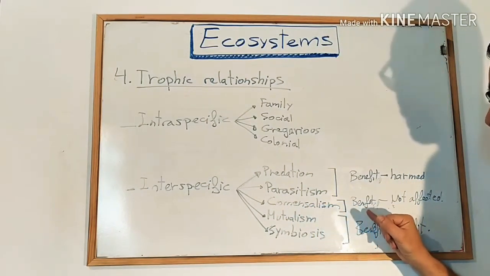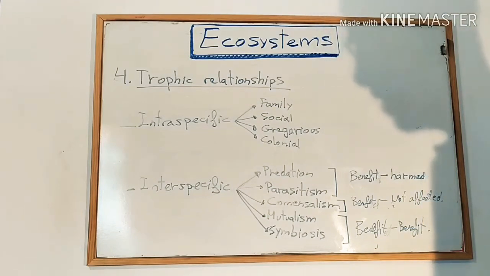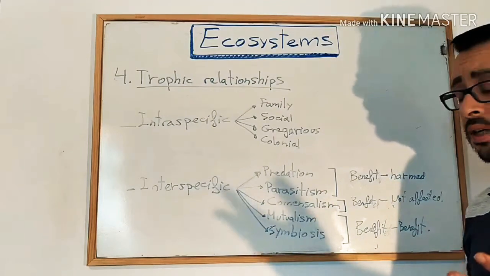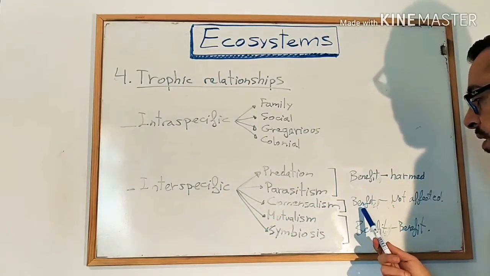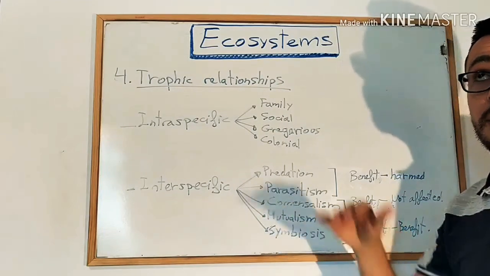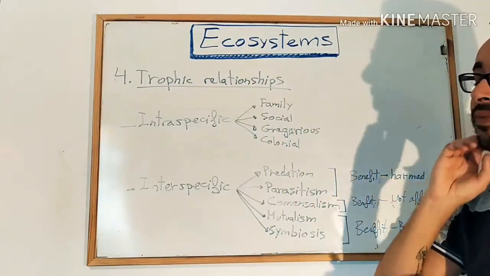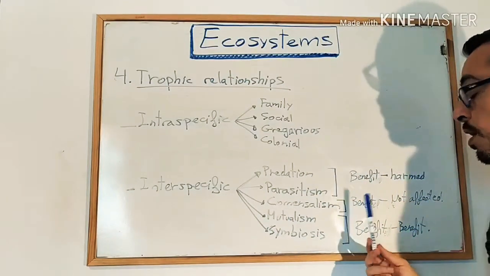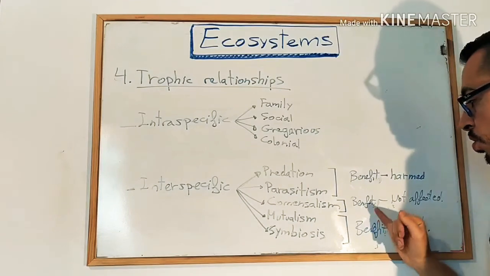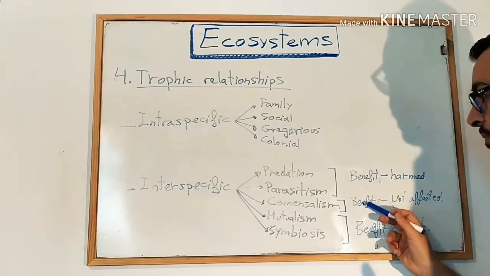Next one, commensalism. One benefits and the other one is not affected. For example, pigeons and humans. Pigeons benefit from humans because they live on our roofs. They make their nests on the roofs, but we are not harmed because of that. So we help them, but we are not affected.